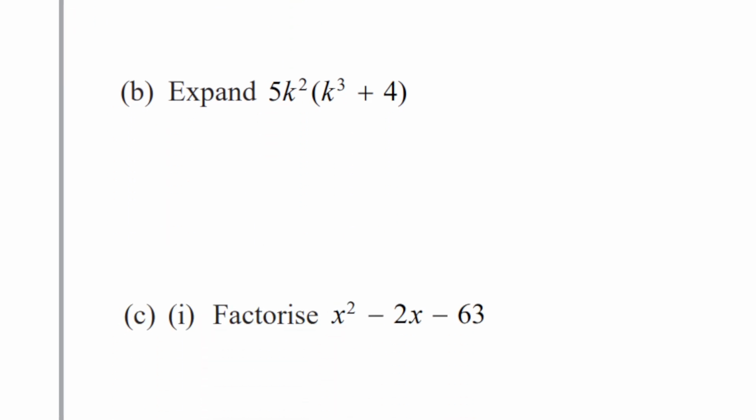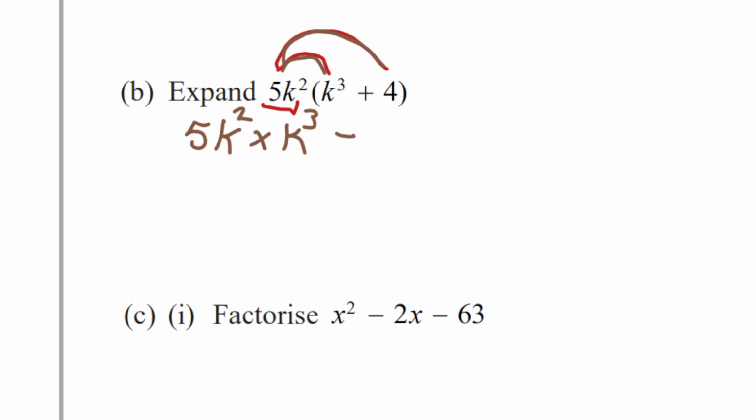Expand. Expand means multiply the things outside the brackets, just multiply it inside. So what do we have outside? We have 5k. So we need to multiply it here, and we multiply it there. So the first part, we do 5k squared times k to the power of 3. I just multiplied this here. Now we multiply this here. So plus 4 times 5k squared.